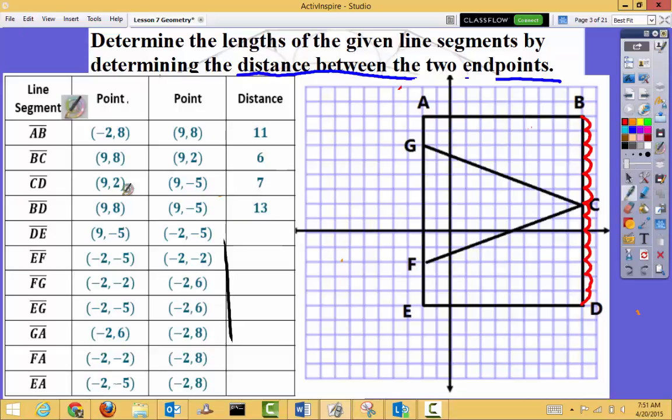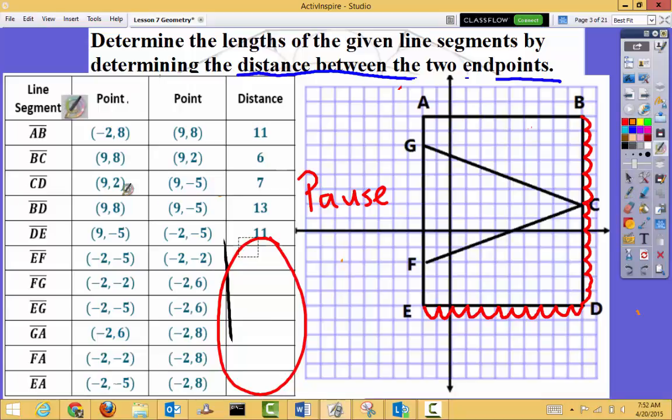D to E is how far? Well, let's check. D to E is 1, 2, 3, 4, 5, 6, 7, 8, 9, 10, 11. Let's check our work. And it's 11. Okay, I want you to finish up the rest of the distances. So you will need to pause the video. Alright, let's check. Are these the numbers you got? Hopefully they are.